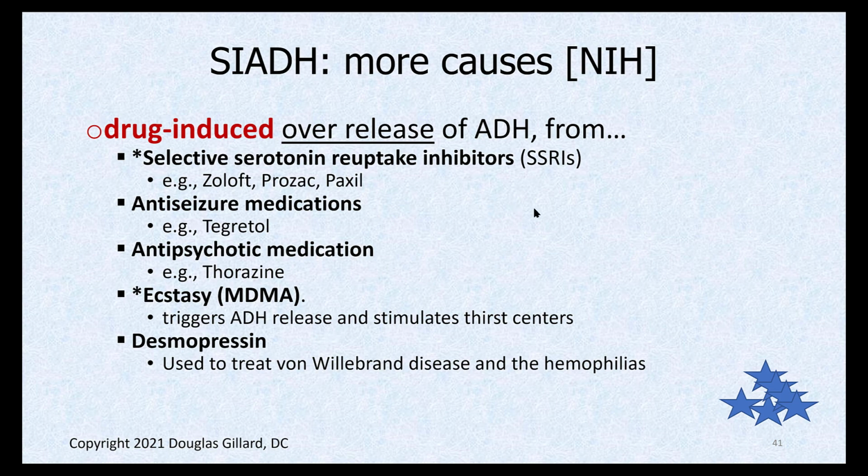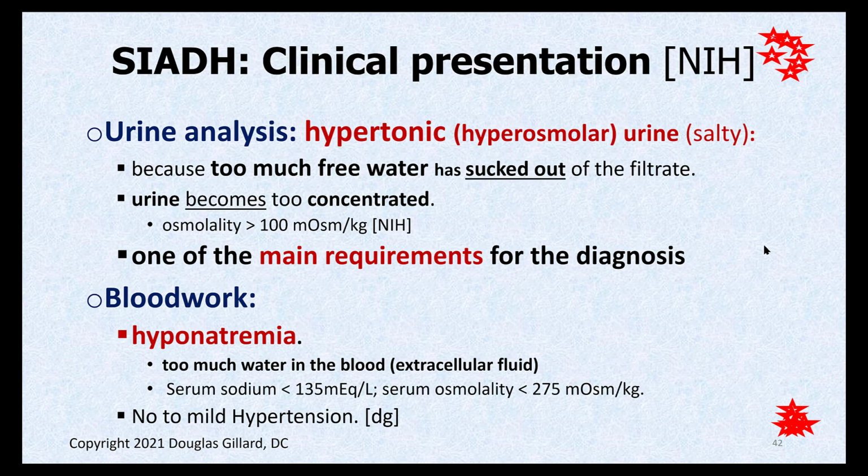Desmopressin, which is used also to treat von Willebrand factor, can do it. Actually, that's right, because that's the treatment for diabetes insipidus. So maybe they're old and they're taking too much of that.